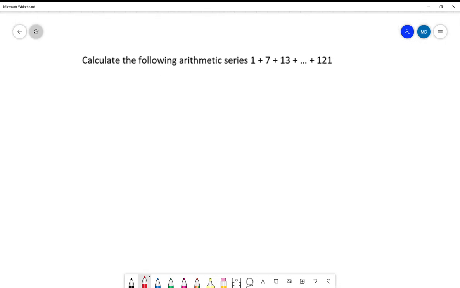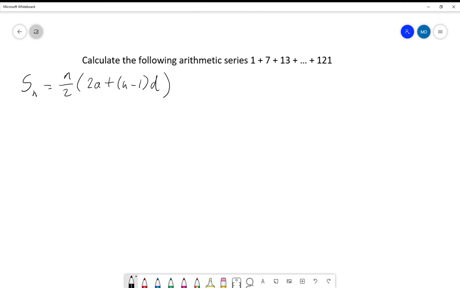Calculate the following arithmetic series. So there's 2 ways of doing this, one with each formula. Let's use the first formula first. Sn is equal to n over 2 lots of 2a plus n minus 1d. Now what we'll need to do here is work out how many terms there are in the sequence, because otherwise we're not going to be able to do anything with it.